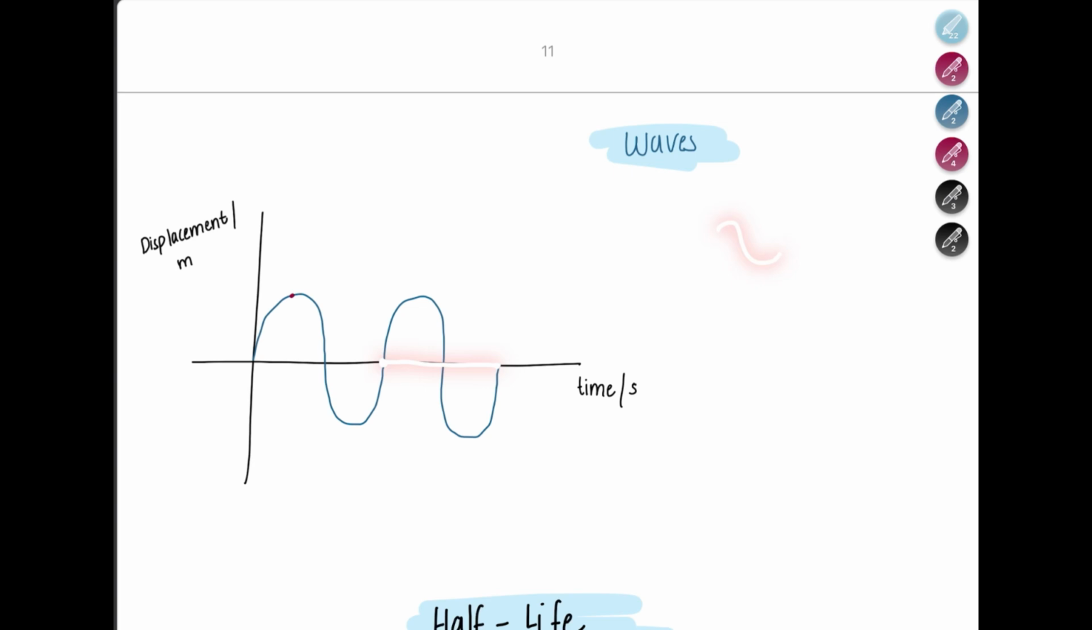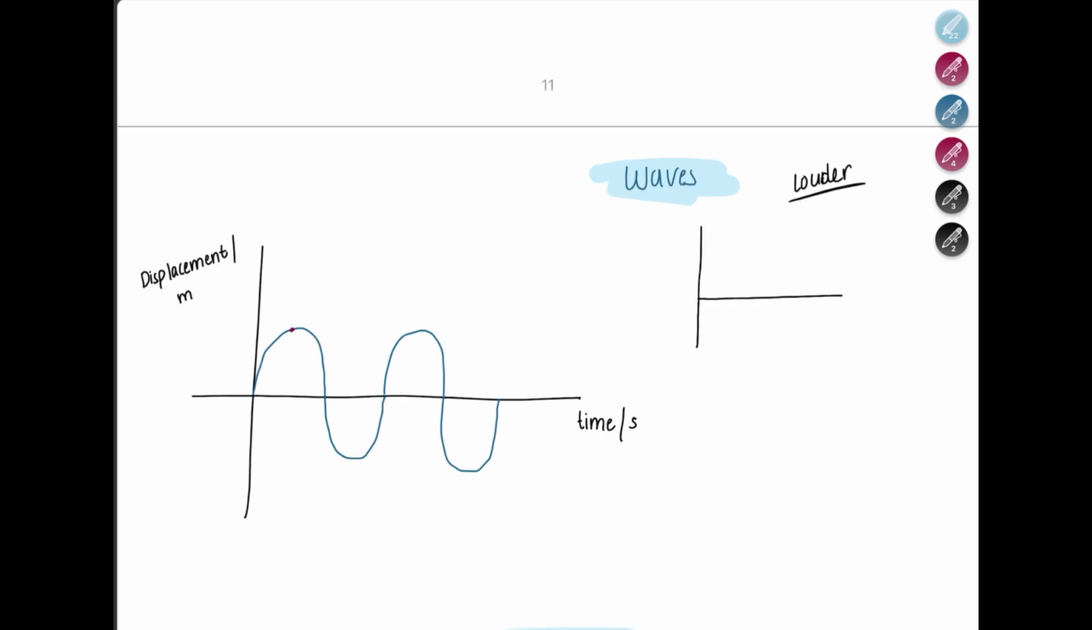Wavelength is represented by lambda. Now, if we start from here, we have one trough, one crest. So this distance also represents the wavelength. Wavelength is the distance from one position to the next similar position. For example, here, crest to crest is also wavelength. And what is frequency? Frequency is the number of complete waves that you can form in 1 second.